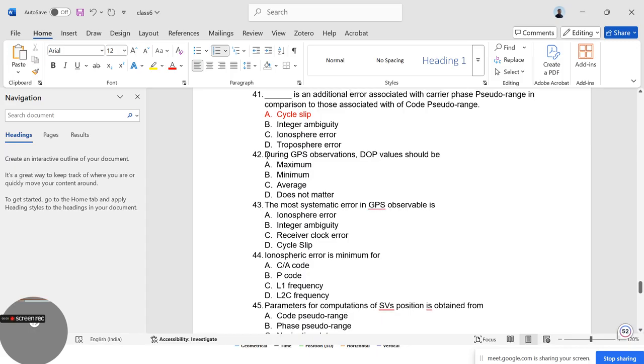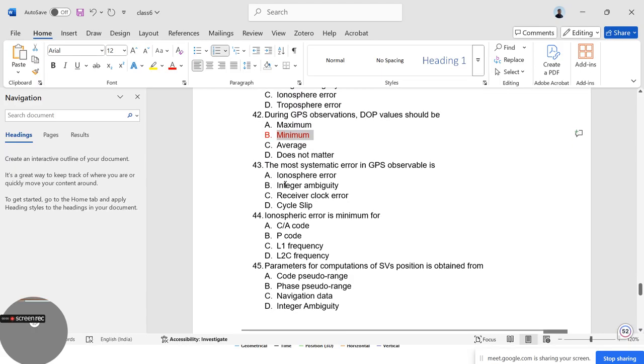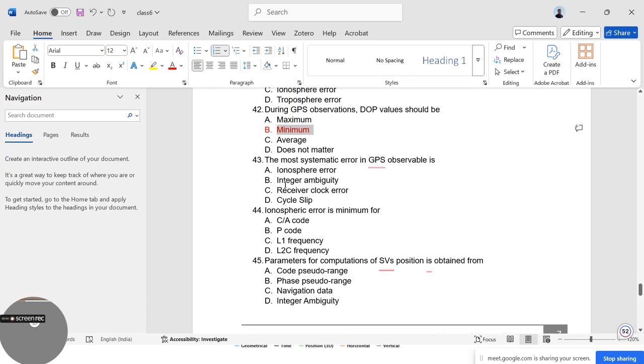Then the next one is, during the GPS observation, DOP value should be minimum. Next one is, the most systematic error in GPS observable is, so which error we can model very easily.